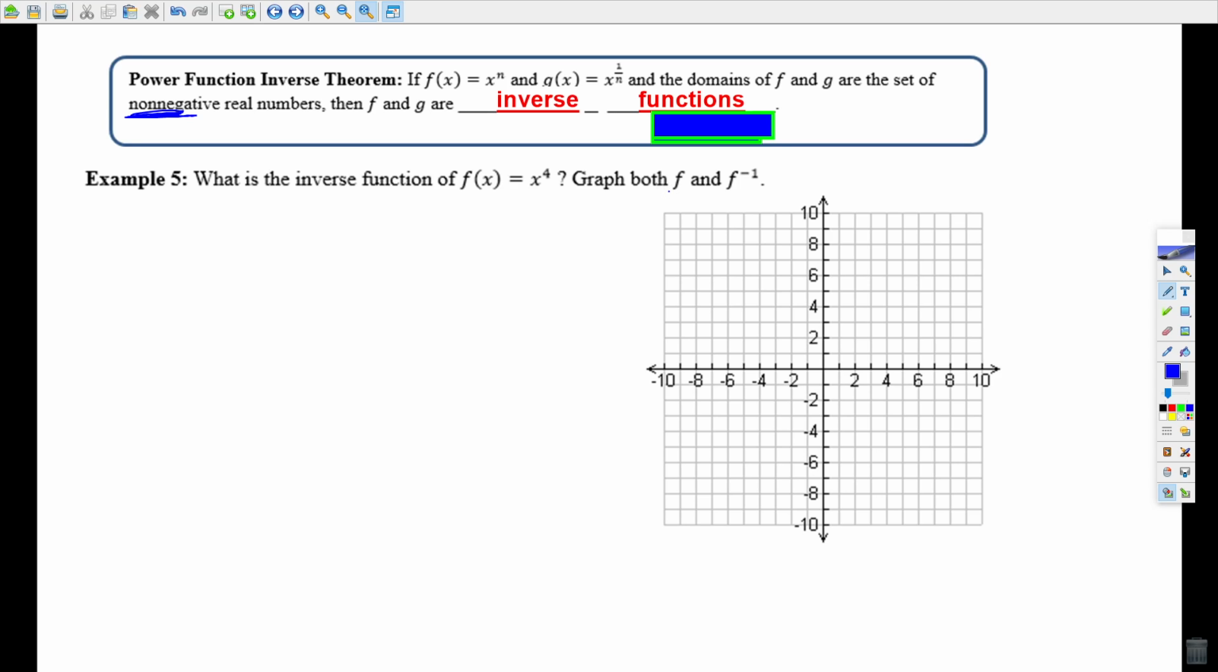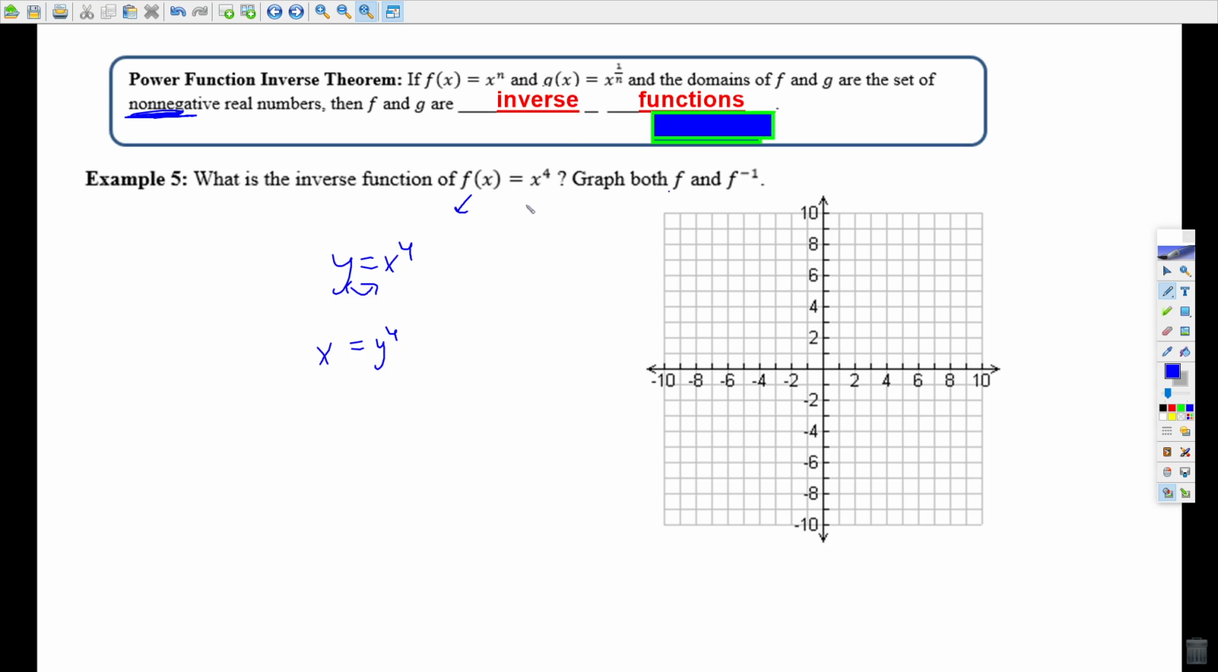We're going to graph both f and f inverse. So this only works, the 1 over n thing that we've done before, if you use positive numbers, and you'll see that in this case specifically. So what is the inverse function? We'll change this to y equals x to the 4th. We'll find what f inverse is, so we'll switch these two. x equals y to the 4th.